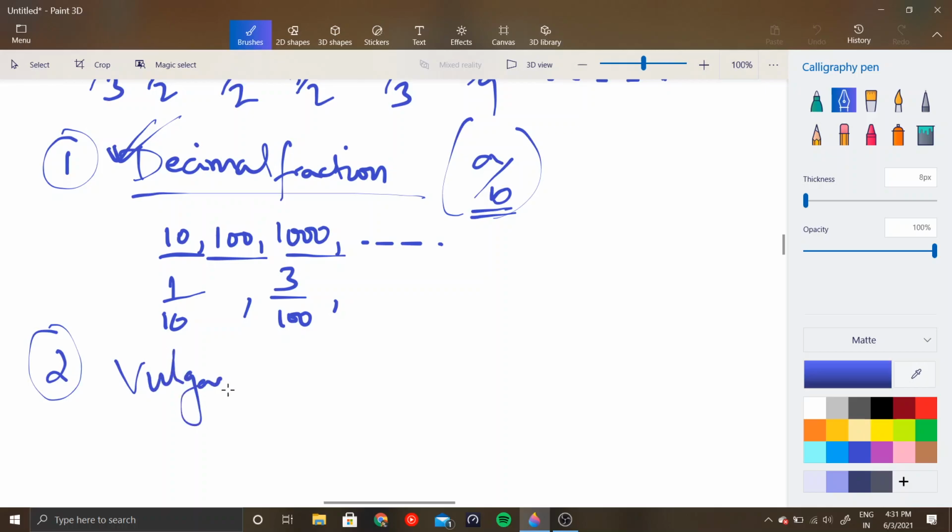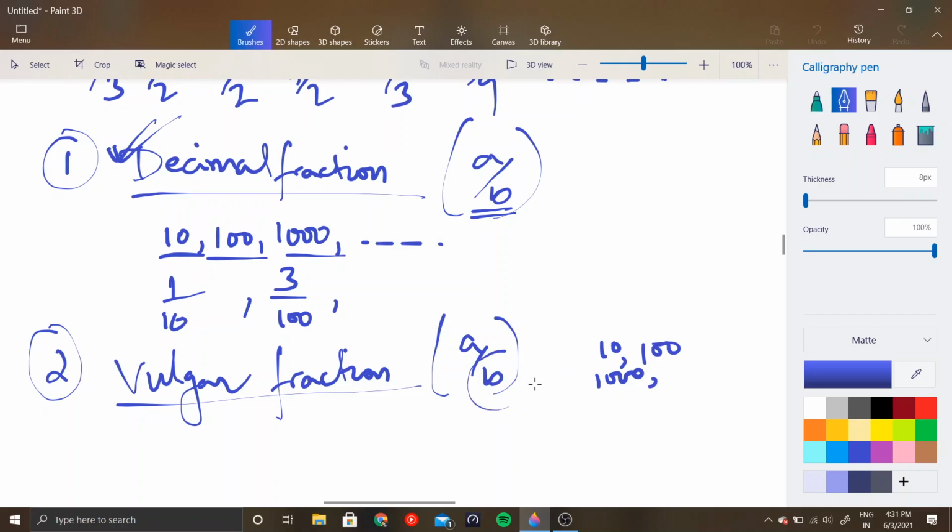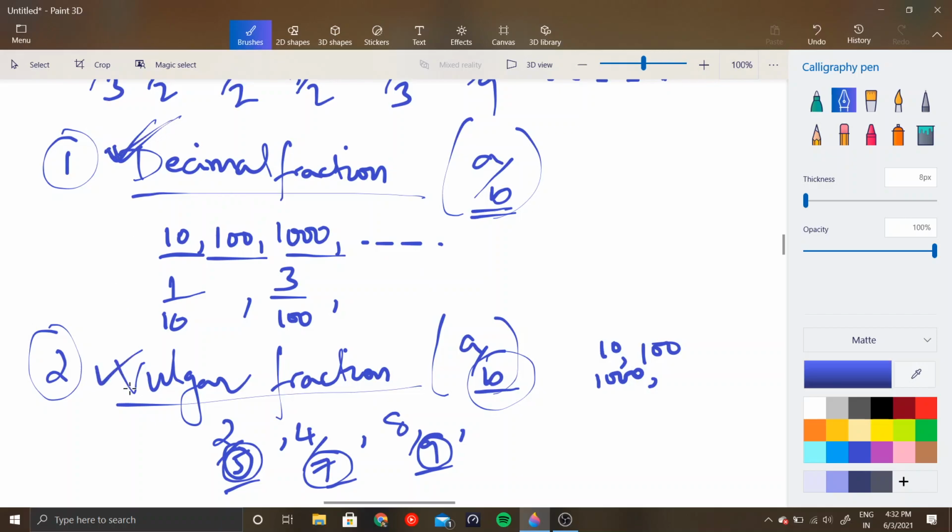Vulgar fraction. Now this is opposite to the decimal fraction. In this case, the denominator will be anything but 10, 100, 1000. It can be any number, but it will not be a power of 10. So 2 by 5 is there, 4 by 7 is there, 8 by 9 is there. These are any numbers, but they are not 10. So if the denominator is 10 or any other higher power of 10, it becomes a decimal fraction. If it is something other than that, it becomes a vulgar fraction.